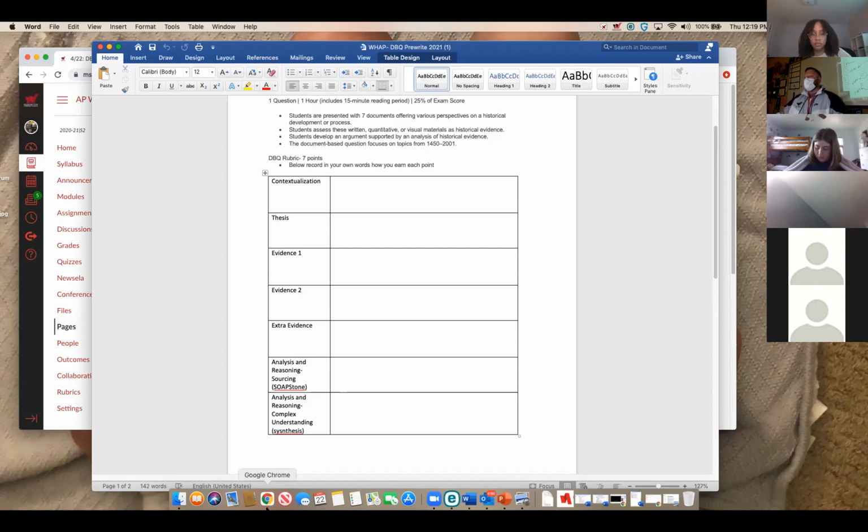Okay, let's go to analysis and reasoning, what is called sourcing. I think I got rid of that for the people who have copies. I always wanted to look at it as sourcing. Ethan, what do you got? Good, good. So it shows how or why the document is relevant to your argument using the basic structure of the SOAPSTone.